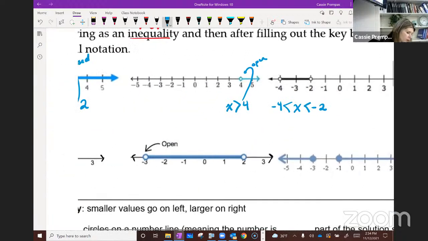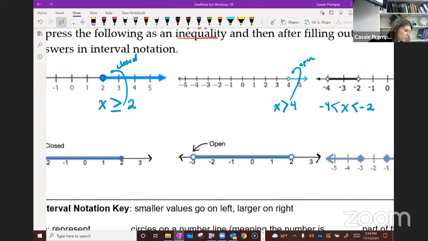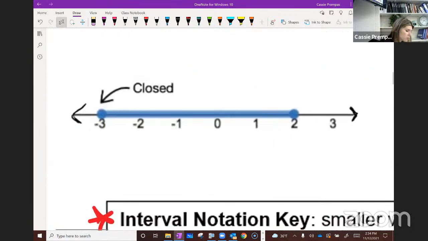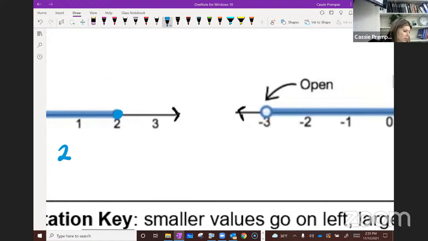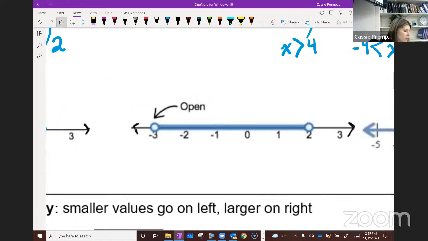Okay, let's do 3 more and then we'll learn this new notation. So this here is also a compound inequality. We would say x has to be, would I say less than or equal to 2? Good, less than or equal to, because it's a closed circle this time. And x has to be greater than or equal to what value? -3. Awesome.